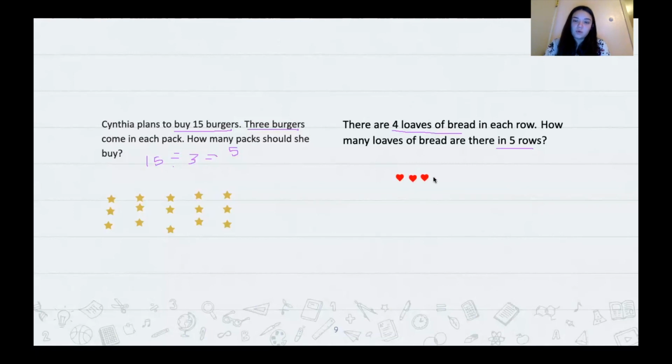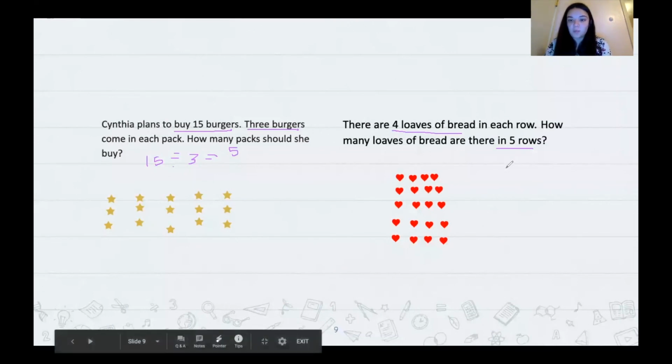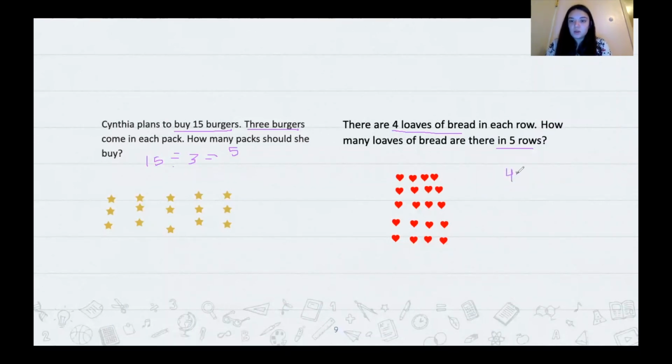So 4 in each row, here's 1 row, 2, 3, 4, and 5. So I'm going to write my multiplication problem. I have 5 rows with 4 in each row. So how many do I have in total? We're going to skip count for this one, and because we have the array, we can skip count with it. So I have 4, 8, 12, 16, and 20. So I have 20 loaves of bread all together.